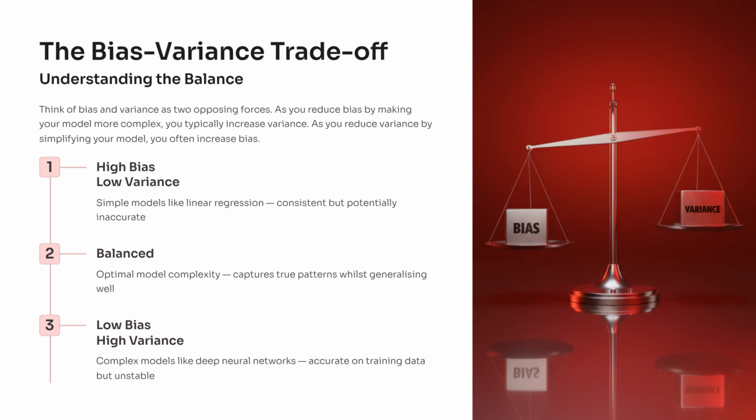To really understand bias and variance, think of them as two sides of the same coin. When you reduce one, the other tends to increase. That's the bias-variance trade-off. Let's take a real-world example.